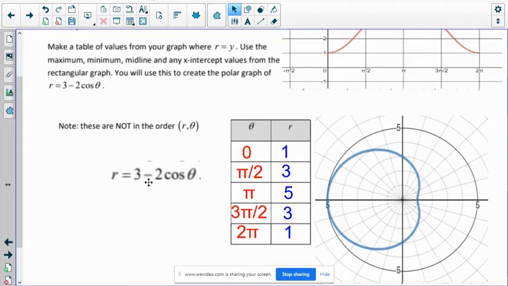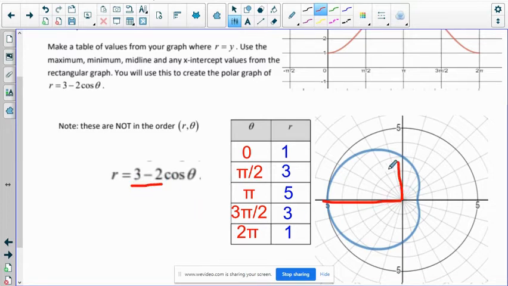Okay, couple other things though. Notice the distance this way goes all the way out to 5. The distance to the side went out to 3. Okay, now this is what we call the length of the dimple. This is 1. Okay, notice it does not go in the same direction because at 0, I need to go to a length of 1, not -1. So there is no loop. Okay, so you have two types of limacons. You have a limacon with a loop and a limacon with a dimple.